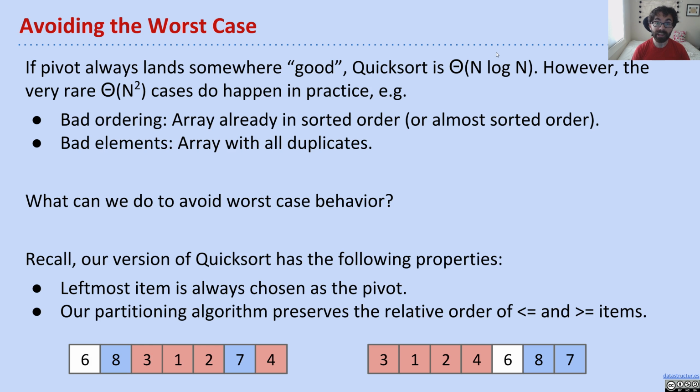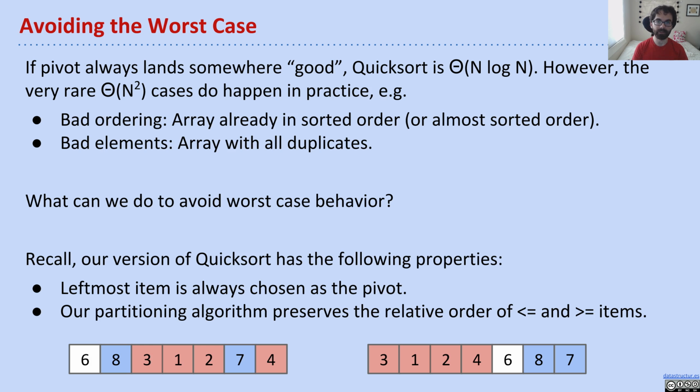However, we do actually need to worry about that theta n squared, because even though it's very rare, and even though if you generate a random array it's just not going to happen, there are situations, like for example, if you give me an array that's already in sorted order, Quicksort will be really slow. Or if you give me an array that's almost sorted order, it's going to be really slow. Or if we have an array which has, for example, almost all duplicates, the Quicksort that we described will also be theta n squared. So we want to be worried about this, and we want to make sure that we're taking care of it. So what can we do?